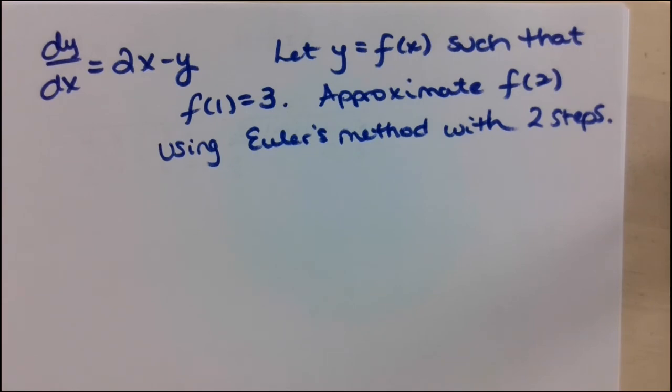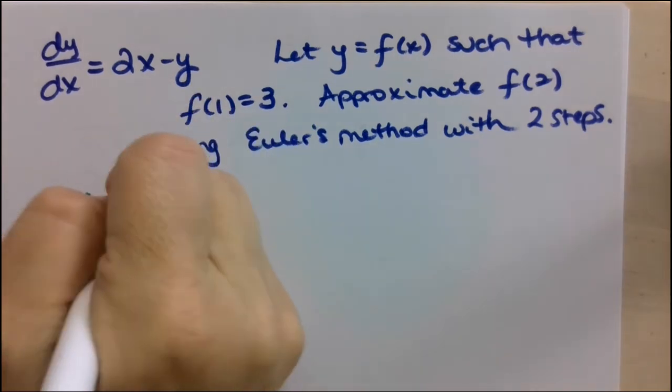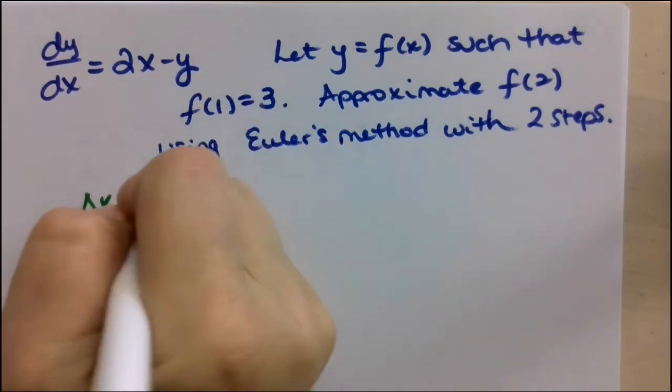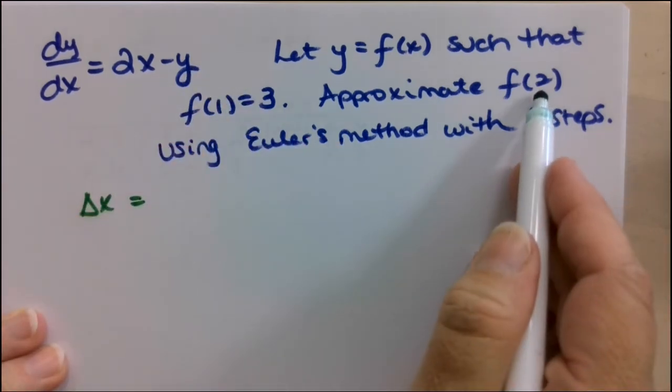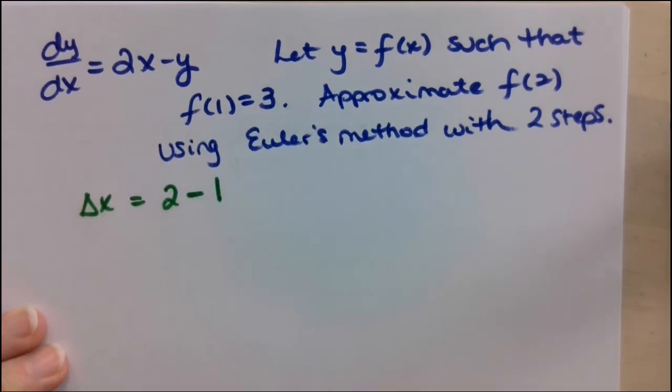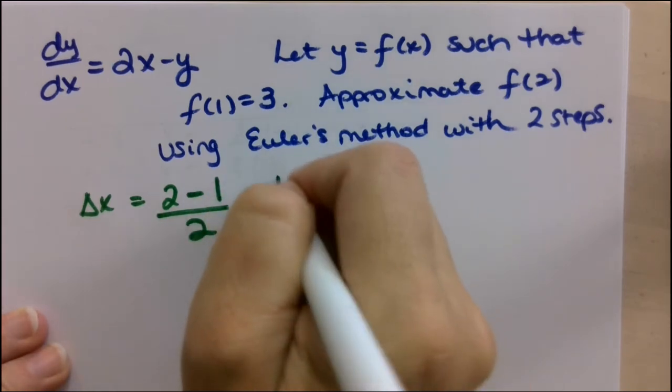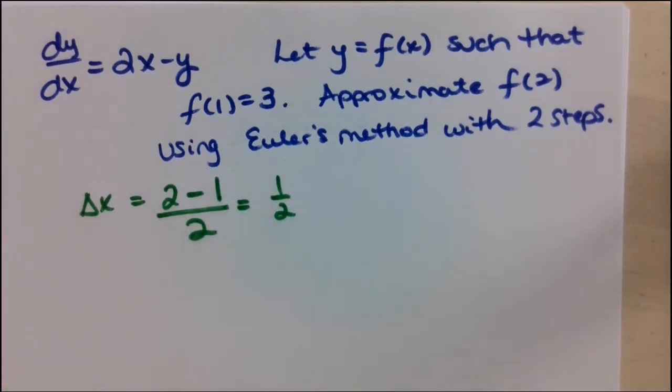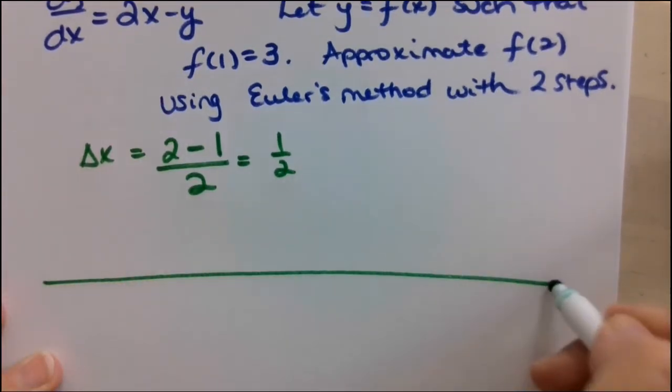So first thing I'm going to do is find that step size. Our delta x is going to be equal to the ending x value, which is 2, minus the beginning x value, which is 1, divided by the 2 steps that we want to take. And I get 1/2. And so now I'm going to set up the table.